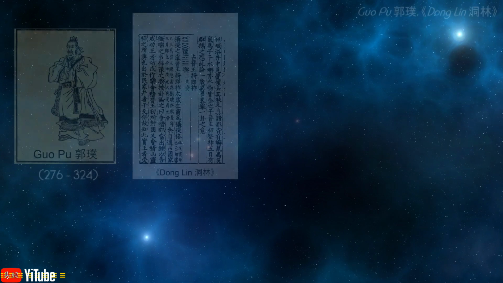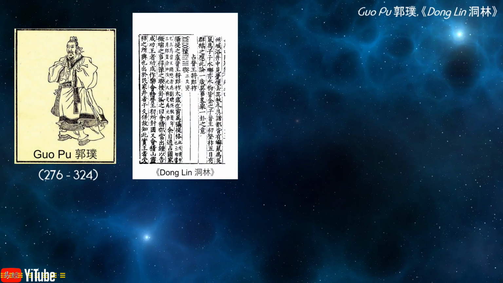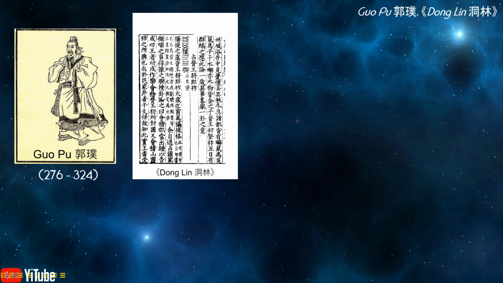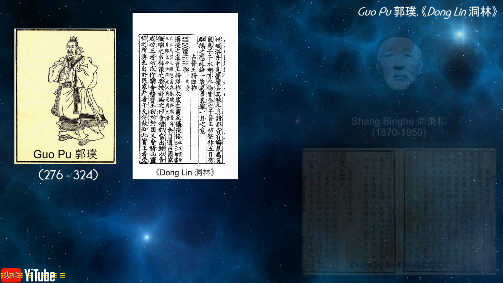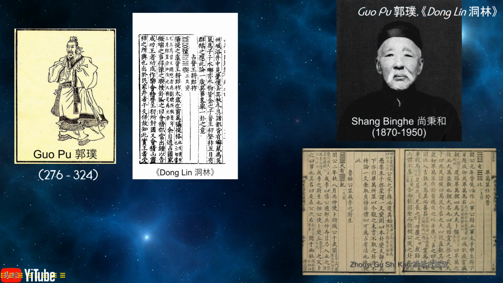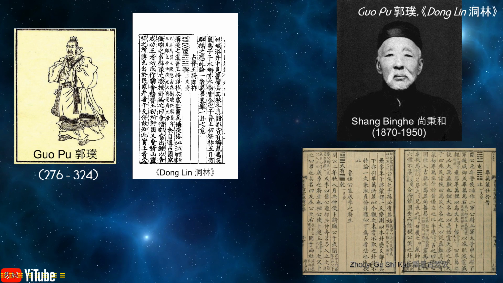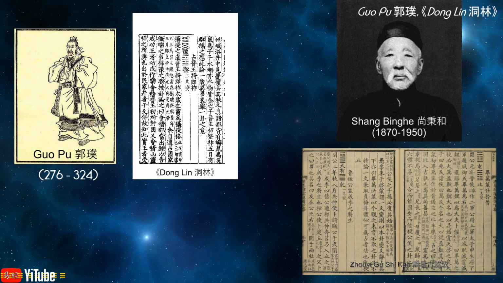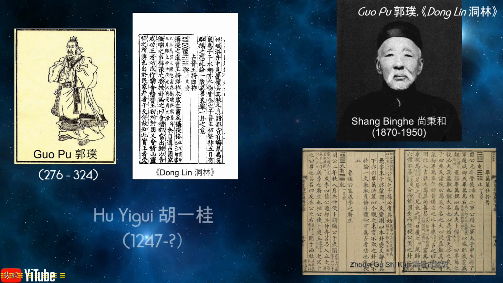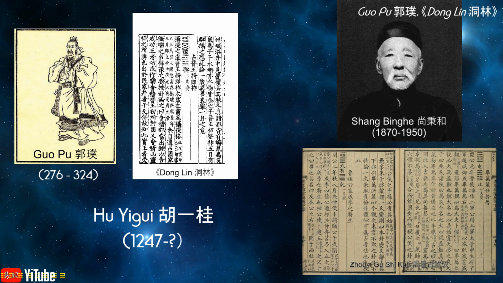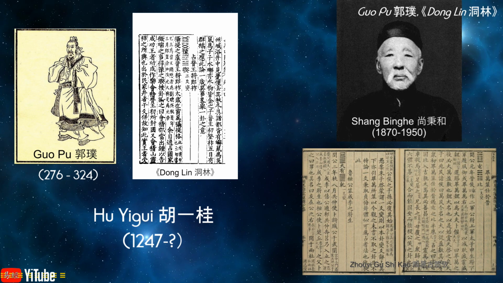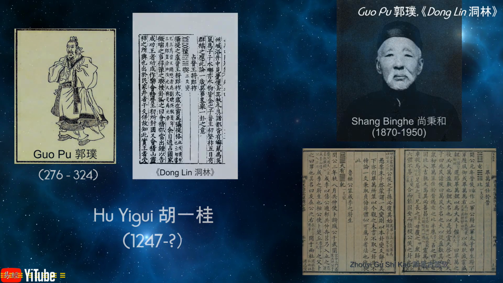Another text that I found was the Donglin attributed to Guopu. I found it in Xiangbinghe's Jiaoyi Gushikao, in which he lists examples of early Yi usage and categorizes them by the amount of changing lines in each example. Xiang was not the first to do this. Hu Yigui also compiled a list of early examples, including Guopu's Donglin, but Xiang's list is longer.